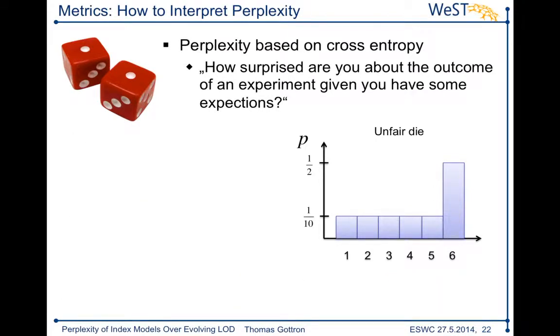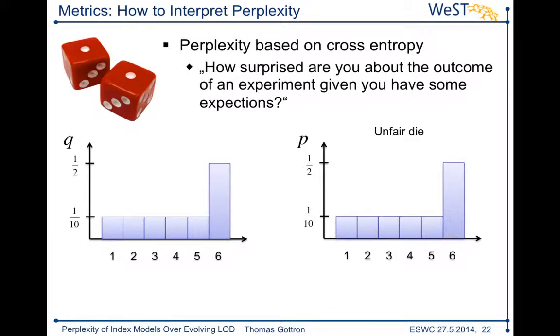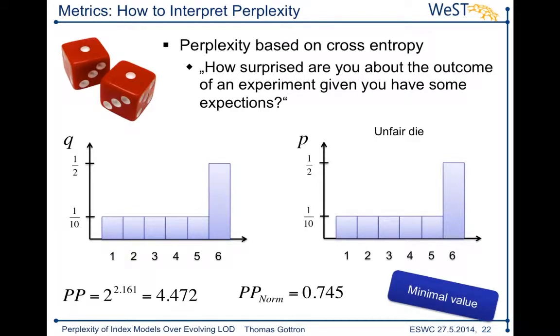But let's take a look at how this perplexity value is developing if we're doing a better job. Well, the best job we can do is to get the distribution perfectly right. In this case, perplexity boils down to the perplexity over the normal entropy, and I would get a value of 4.472, which is the absolute minimum value of perplexity that I can have. The normalized perplexity in this case is 0.745. So as said, this is a minimal value. You will not get any better than this.